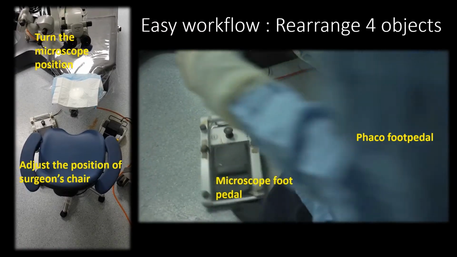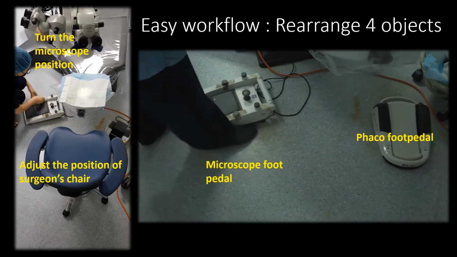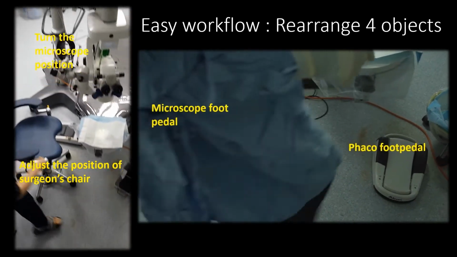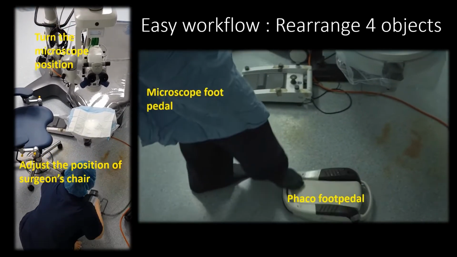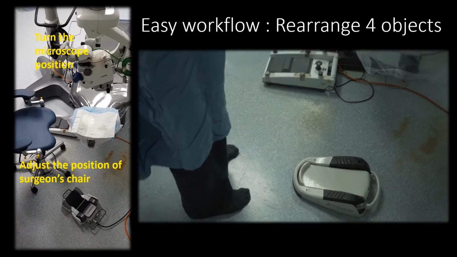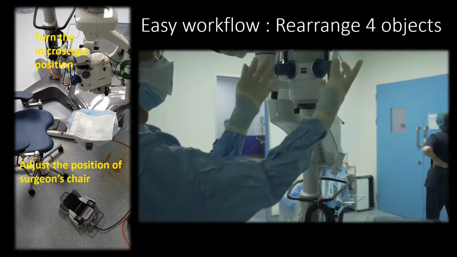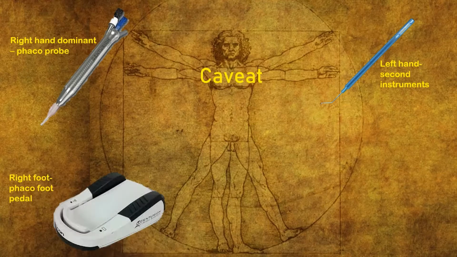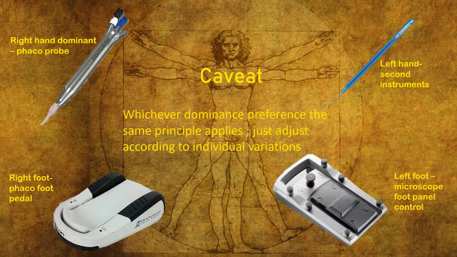Changing surgical site between eyes requires arrangement of 4 objects: the microscope position, the surgeon's chair, the microscope foot pedal, and the phaco foot pedal. All these things can be done within 20 seconds, either by the assistant or the surgeon himself. One caveat for this approach is that the surgeon is right hand dominant, with the right foot controlling the phaco foot pedal and the left leg controlling the microscope foot pedal.